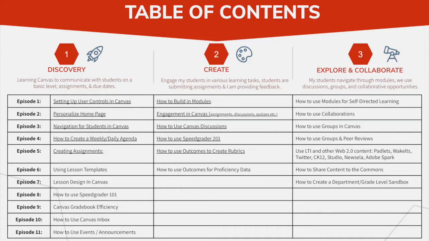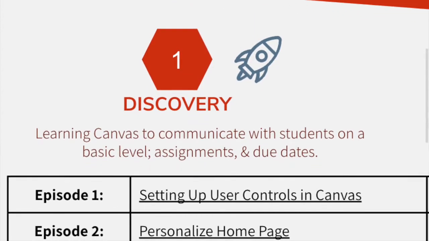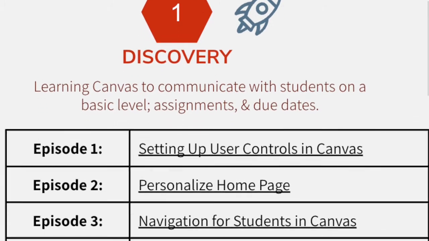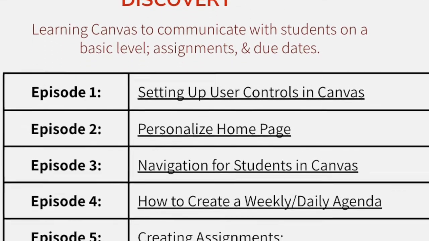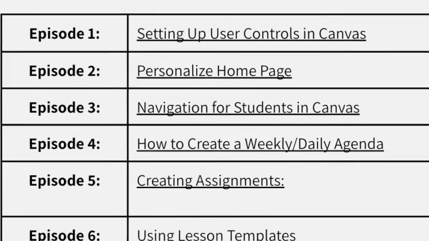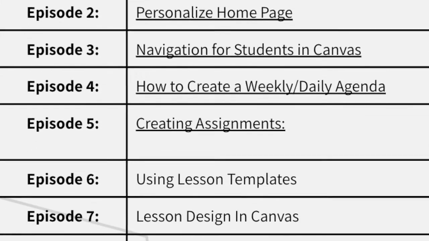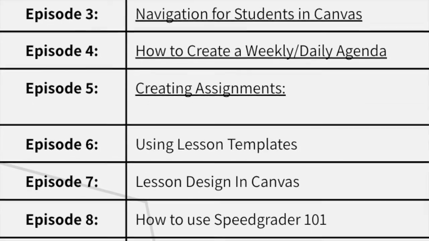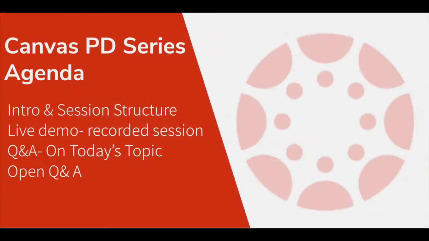So they can find things and we're all using it similarly. We are in level 1 and on episode 4. Today's topic is how to create a weekly or daily agenda. We're recording this session for people to watch the video later. We'll talk about this initially, and then we'll have a question and answer time.